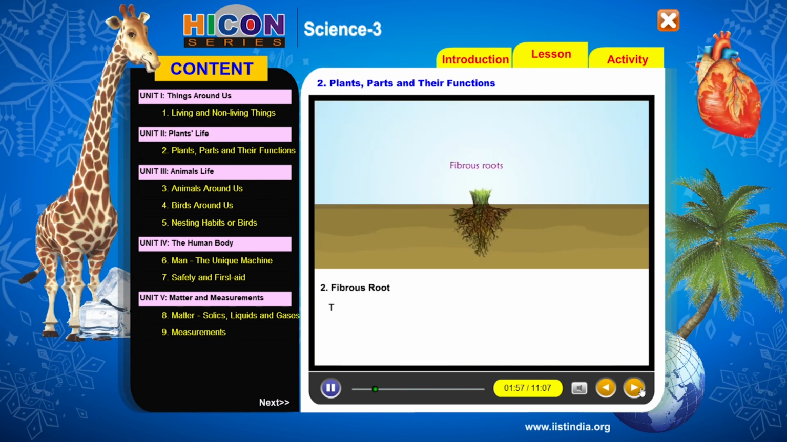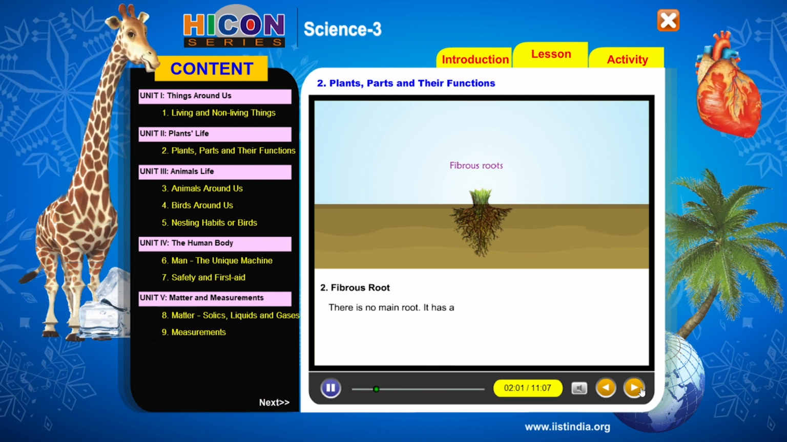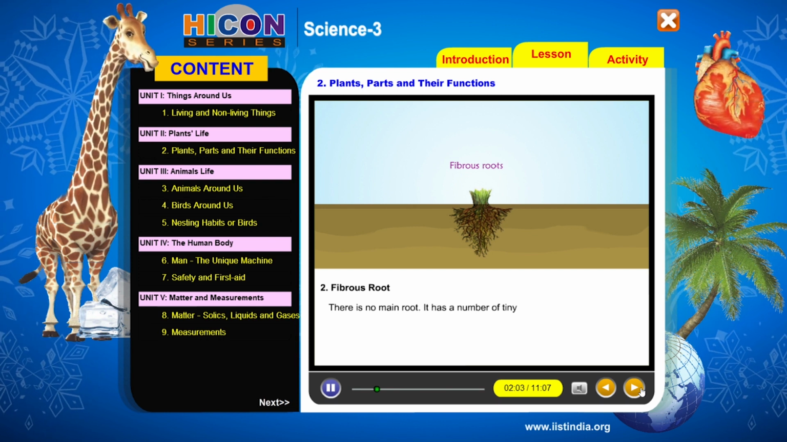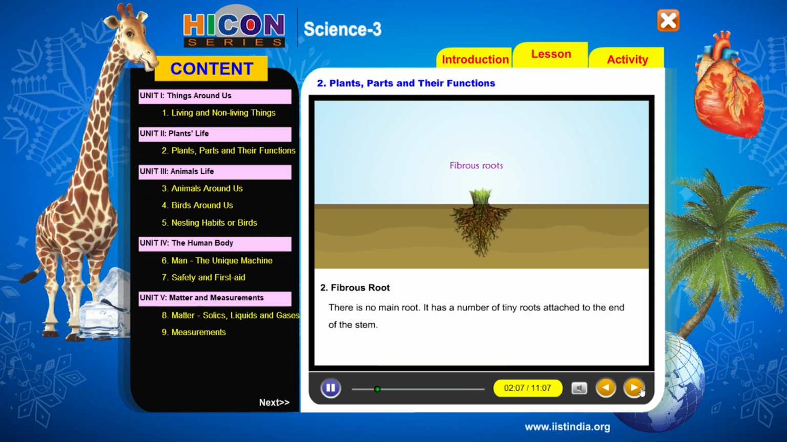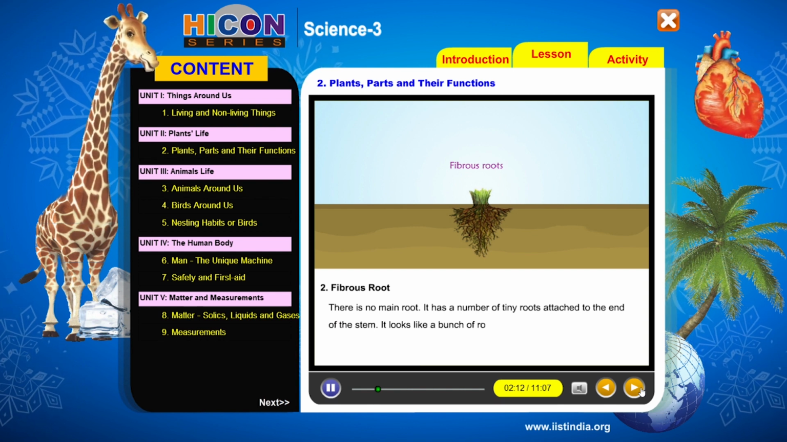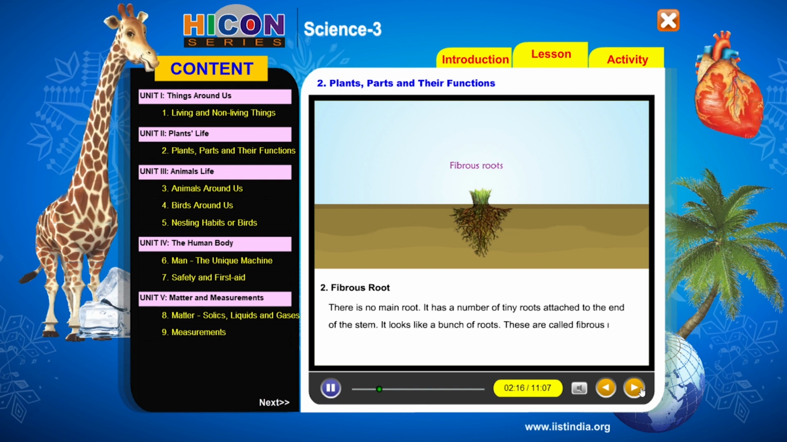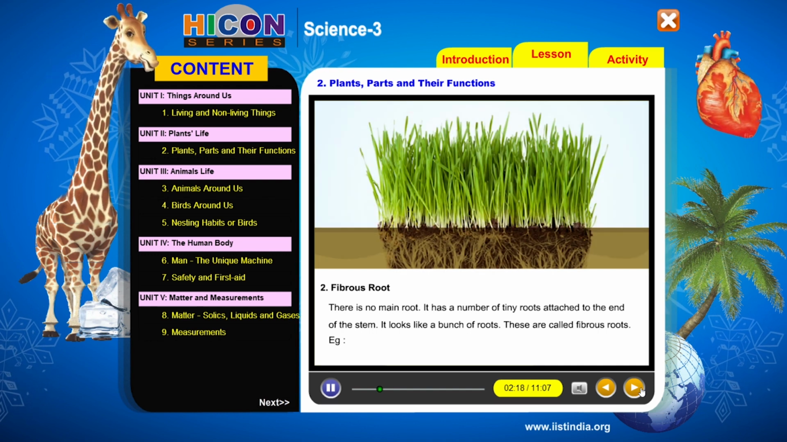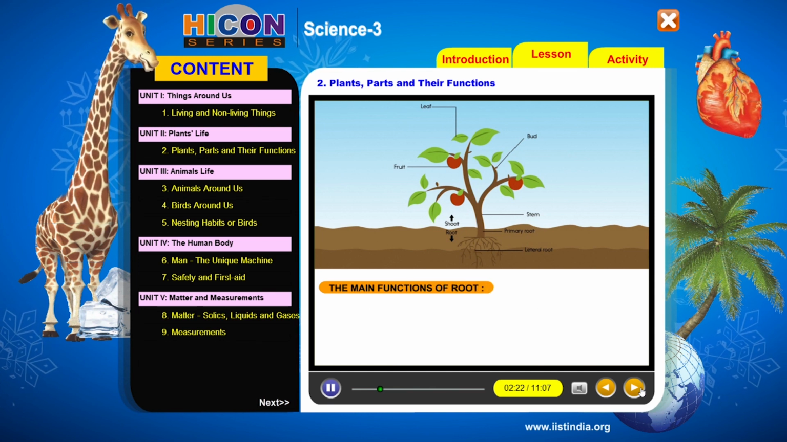Fibrous roots. There is no main root. It has a number of tiny roots attached to the end of the stem. It looks like a bunch of roots. These are called fibrous roots. Example, grass.